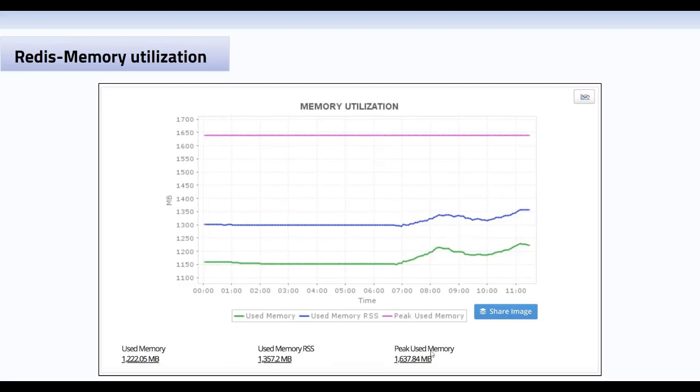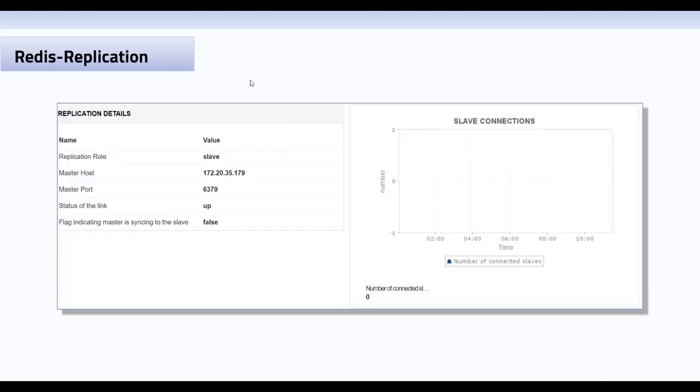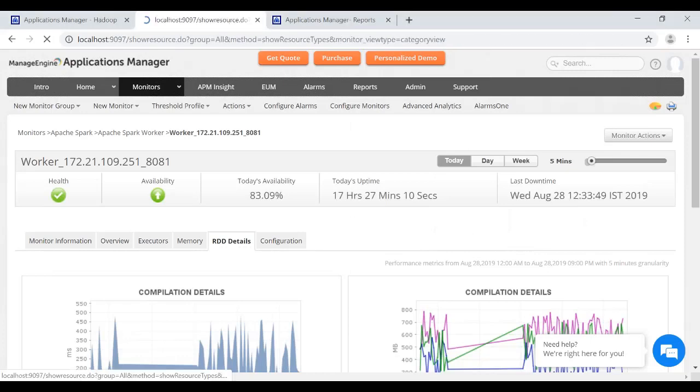The memory utilization of the Redis database, again, similar to MongoDB and Cassandra databases: how much memory is used and what is the highest memory used at any given point of time, which is the peak used memory, and the replication stats of a Redis database as well. So these are some of the details that we should always keep at the top of our list when we are trying to diagnose problems in NoSQL databases, but more about the details in the product UI.